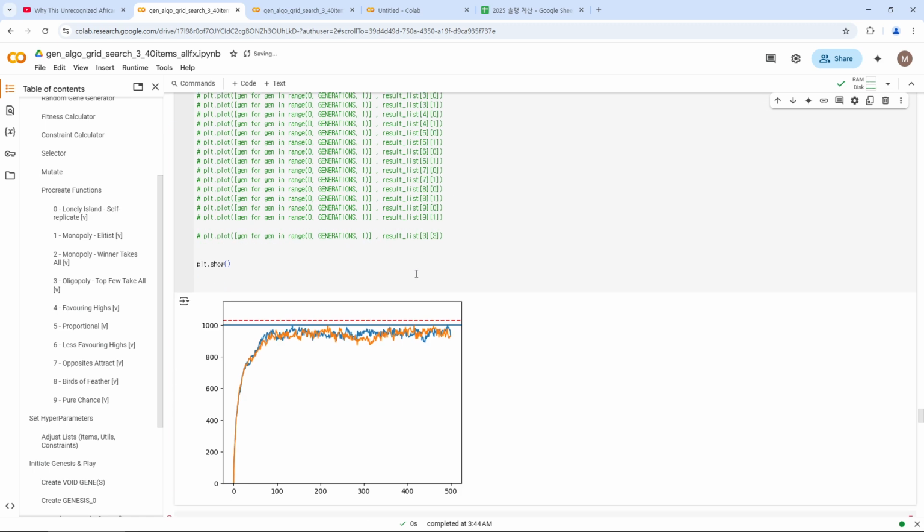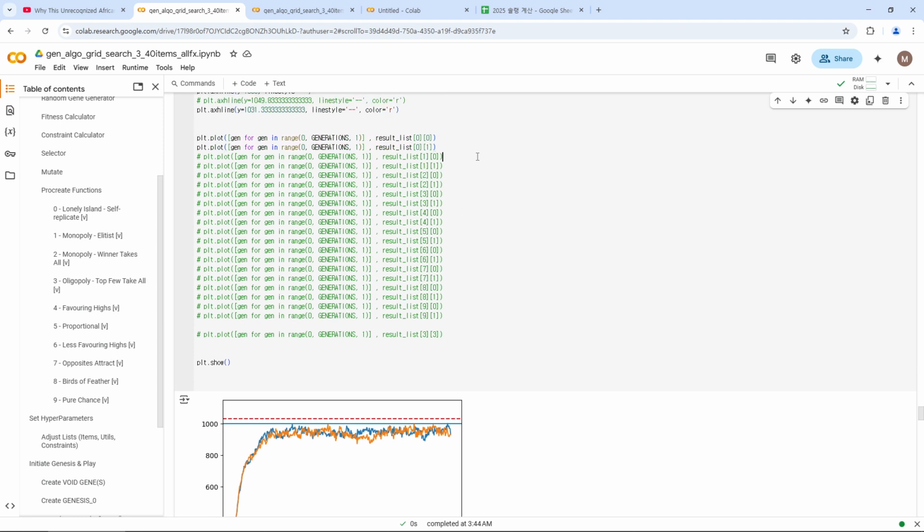It doesn't go well. If these were the only things that I am seeing right now, I could say that, oh, this is good. But you know, this is somewhat satisfactory. There are no dips for the self-replication. So I'm just going to leave one. And the next function is the monopoly elitist.